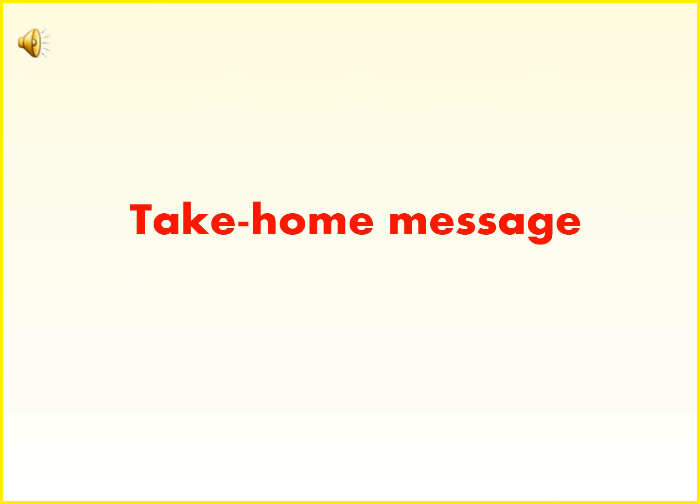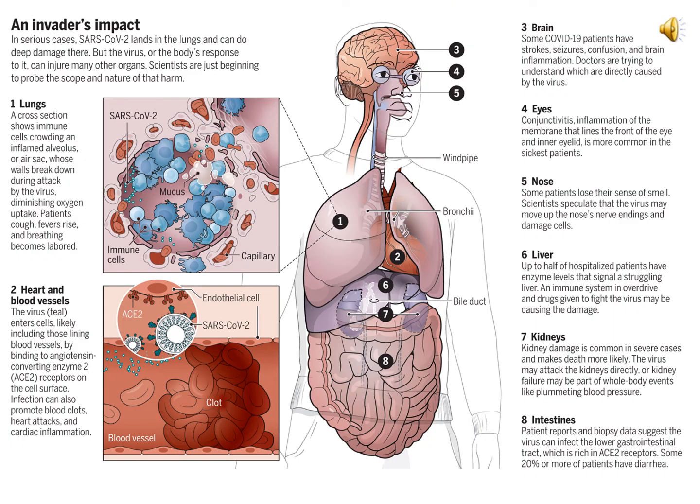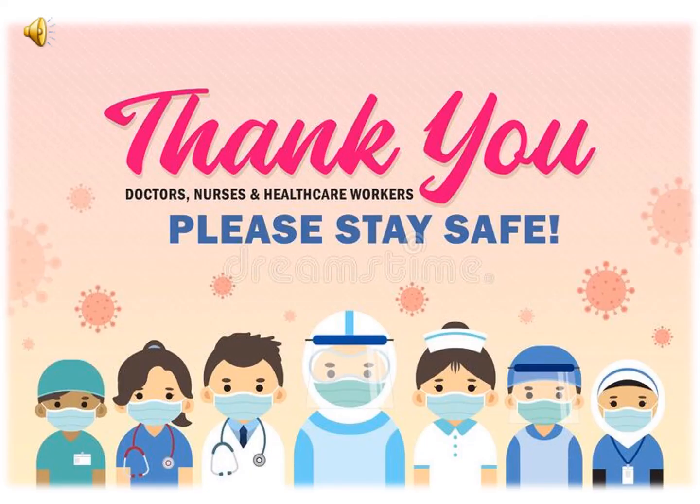Take-home message. COVID-19 has a wide range of symptoms ranging from asymptomatic to severe symptoms and death. This is a look at the toll the virus takes on the body and how it progressed through a body, according to the study published in The Lancet. COVID-19 leads to multi-organ affection: the lung, heart and blood vessels, brain, eye, nose, liver, kidney, and intestine. Thank you.